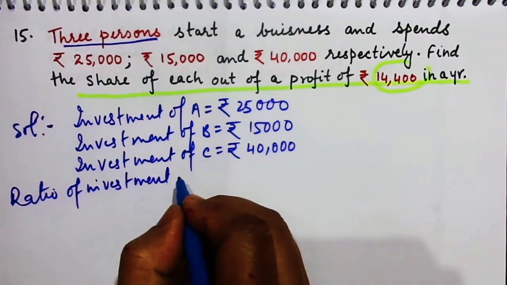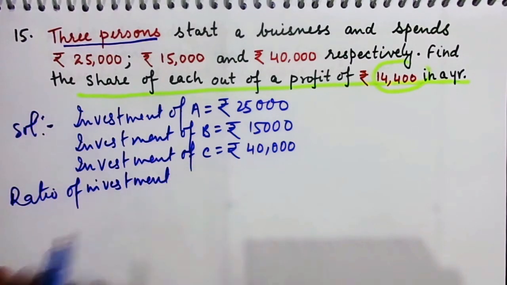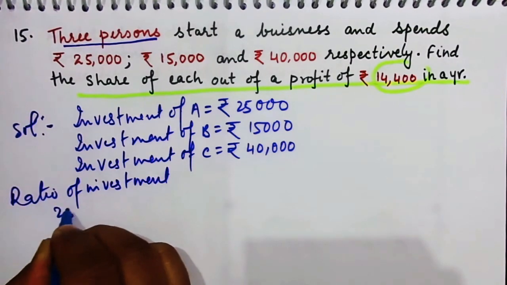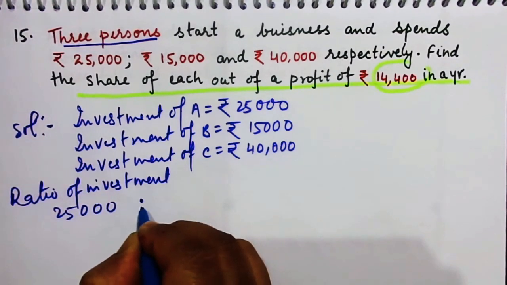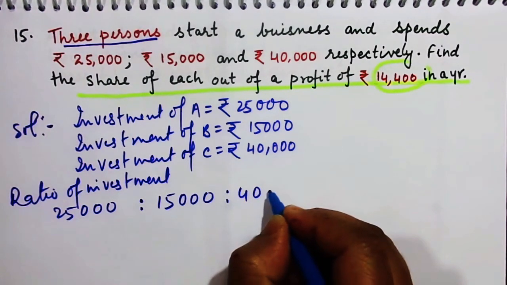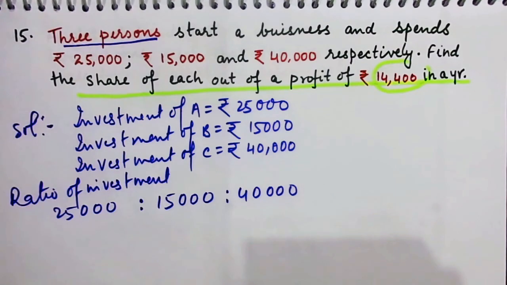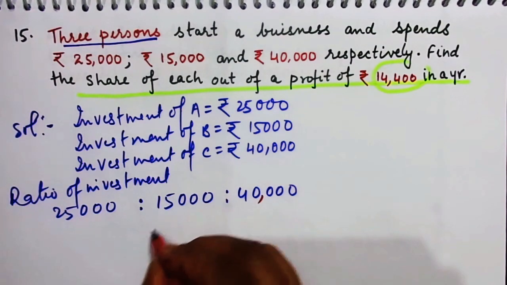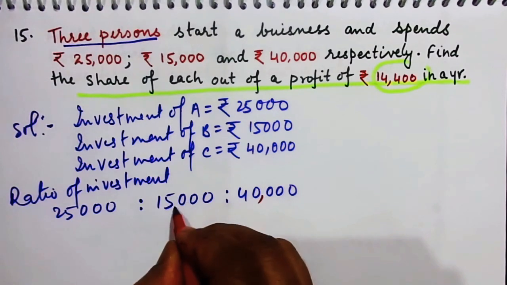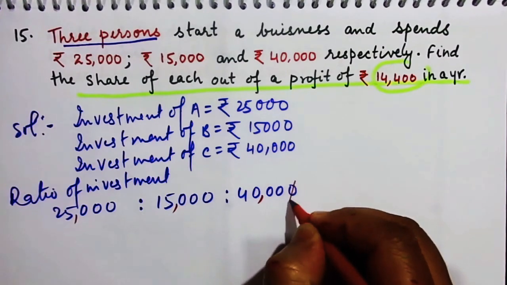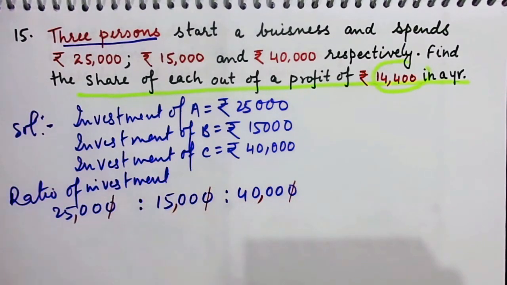Ratio of investment is equal to, how are you going to find the ratio of investment? The ratio of investment is 25000 ratio 15000 ratio 40,000. Therefore, in order to get a simple ratio, you need to cancel by a particular number, isn't it? Let me cancel with 10 first. So when I cancel with 10 first, all these 0 will get cancelled.